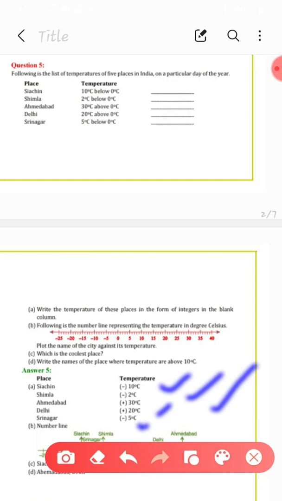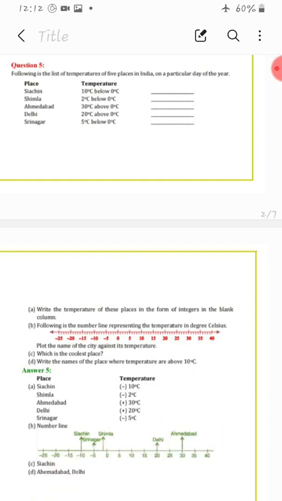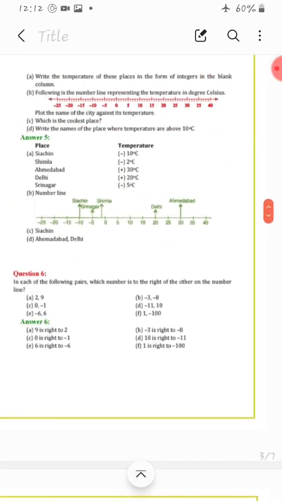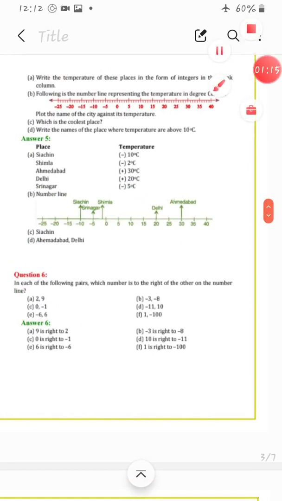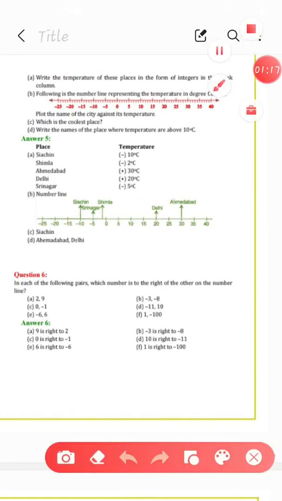Now question 5b. Following is the number line representing the temperature in degrees Celsius. As we have filled in the degrees, now a number line is there. According to that, we have to mark the names of the places. You can see here the names of the places. Siachen is given minus 10, so this is minus 10. I have marked Siachen here. Then Shimla, minus 2.